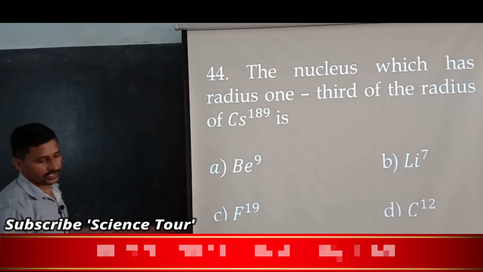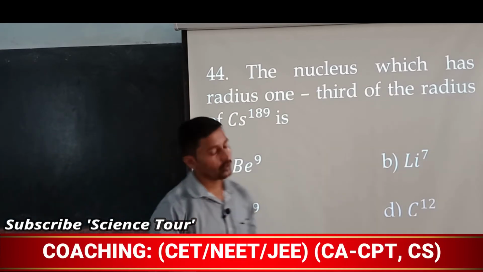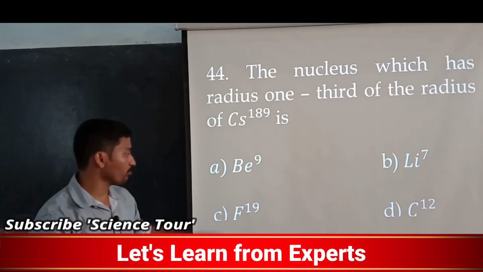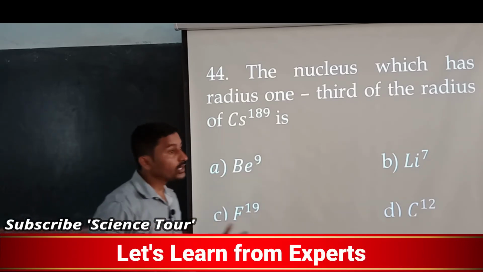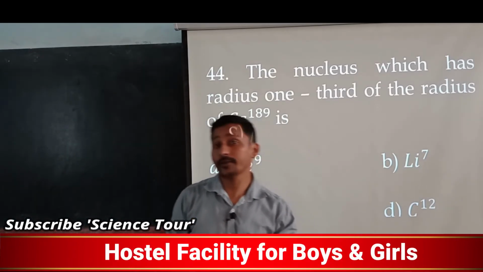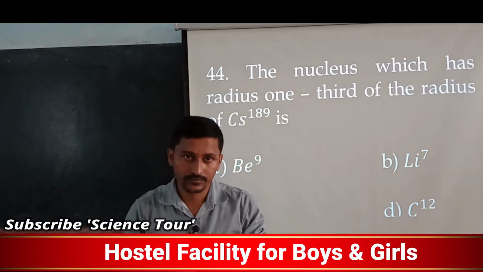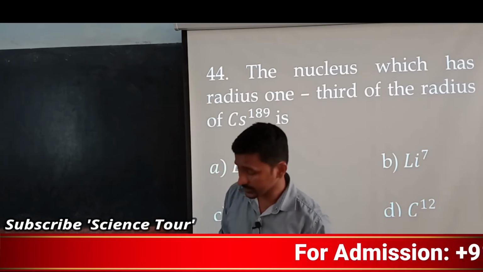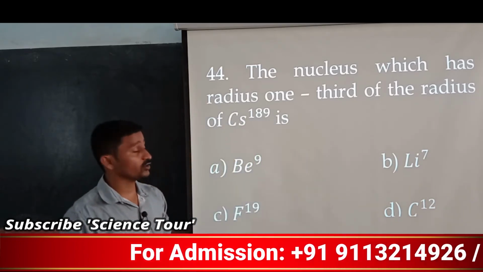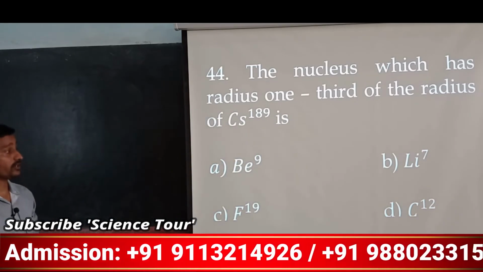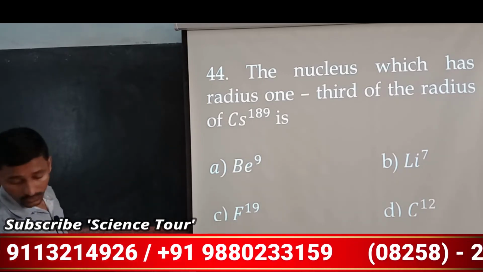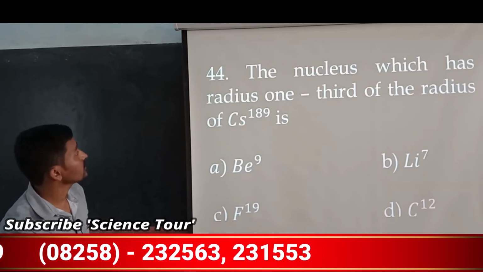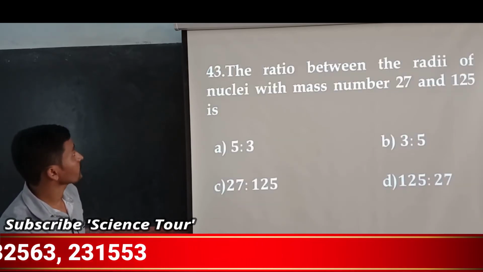Now next we are going to talk about the next question. I hope you have gone through it. One nucleus is there whose radius is 1/3 of this cesium, then what is the mass number they have asked? You have done that. Once again, go through that if you do not understand. Okay, so the next one.